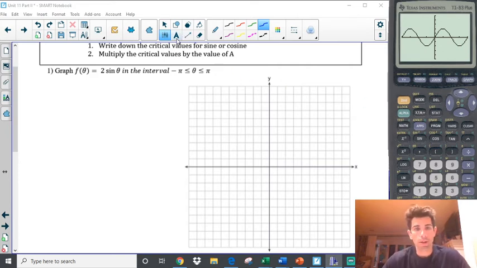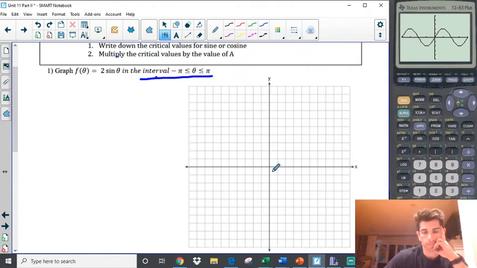Okay. But it only wants you to graph it from where? Negative pi to positive pi. So you have a whole 10 by 10 grid here. Do they care where it goes? No, but don't squish it all in. So 0, maybe skip 2. Will it fit?